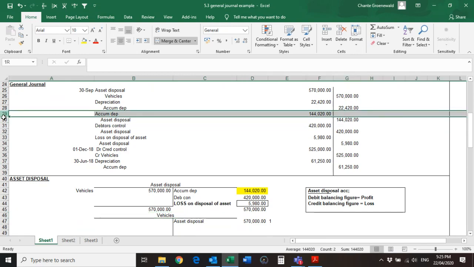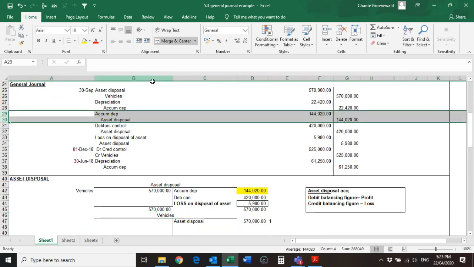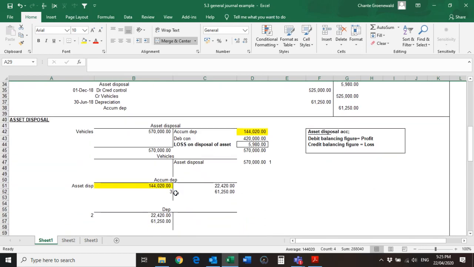So then we've done this, right? We've done that, we've done that, we've done that. Let's now see. Let's quickly recap. Just take a breath and recap. What did we do? We took out the vehicle of 570,000 Rand. Then what did we do? We wrote the depreciation for the 3 months.